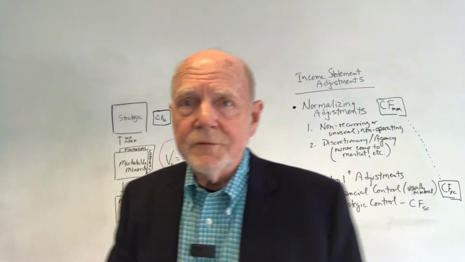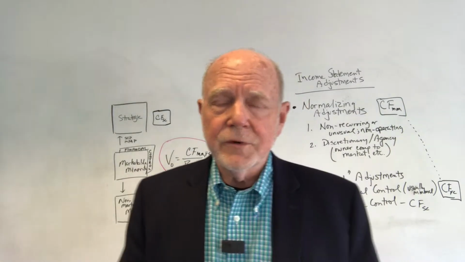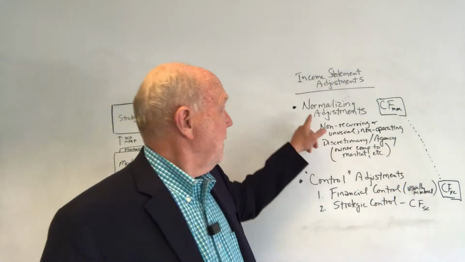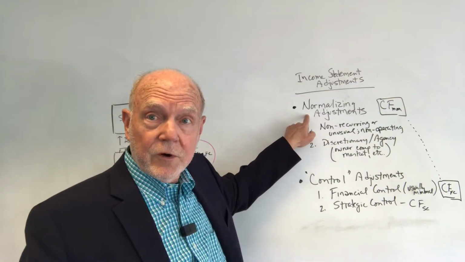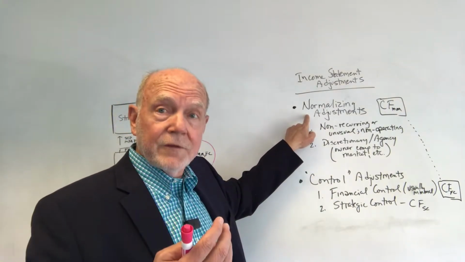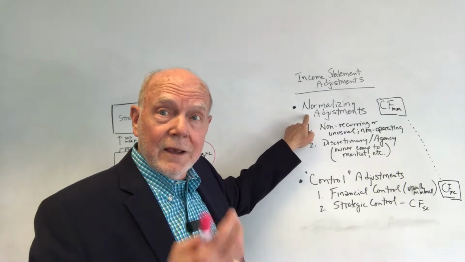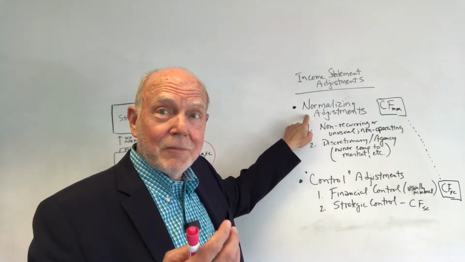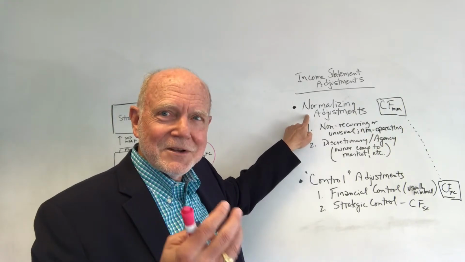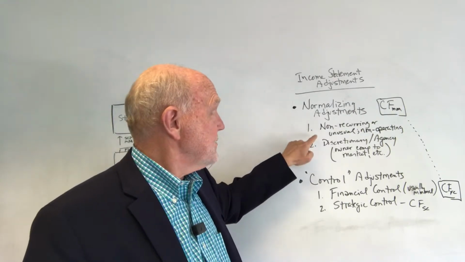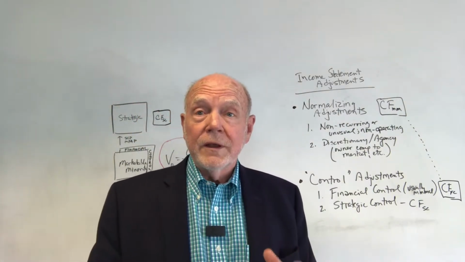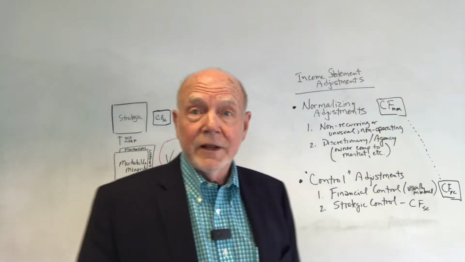So we look at an income statement, and what kinds of things do we do? What are we looking for? Well, we're looking for normalizing adjustments. In other words, we're going to normalize the financial statements to a public equivalent basis. Does that mean that the company has to be public? No, of course not. But that's the ideal that we're looking for. Normalizing adjustments are for non-recurring or unusual items or for the expense or income of non-operating items.